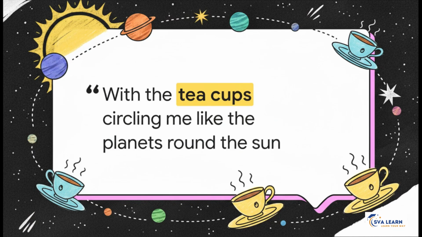The poet writes, "With the teacups circling me like the planets round the sun." Notice what's happening here. The poet takes something incredibly ordinary, just everyday teacups, and connects them to the massive, awe-inspiring scale of the solar system. Just by using that little word like, the poet paints this huge picture of zero gravity and isolation, using objects you can literally find in your own kitchen.